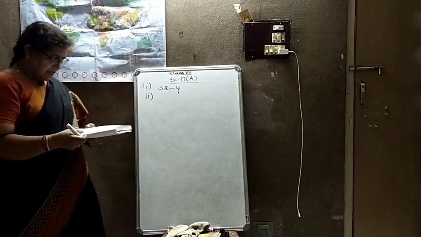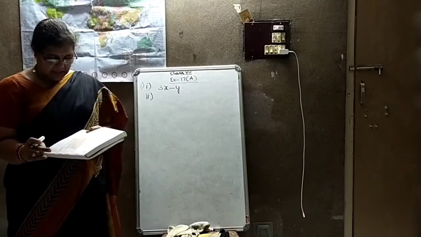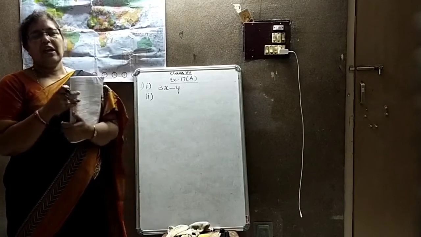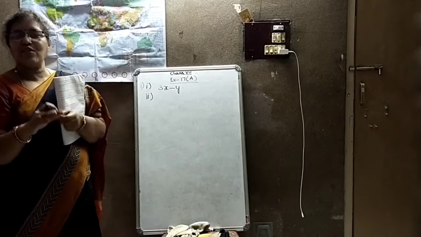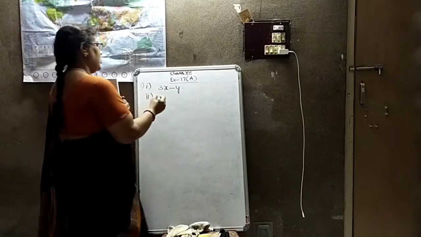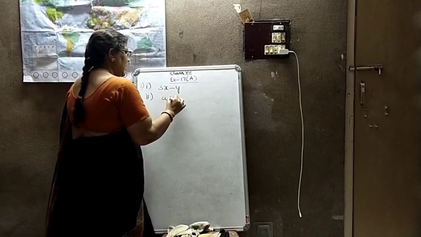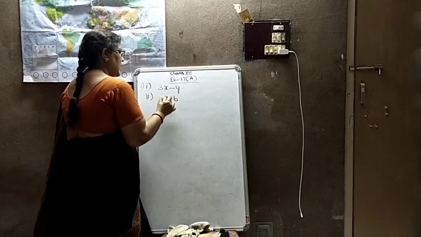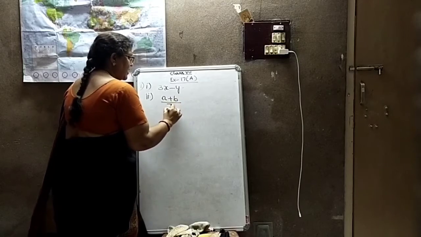Second one: sum of a and b divided by 7. All fundamental operations they used. Sum of a and b. First write a plus b, divided by 7.